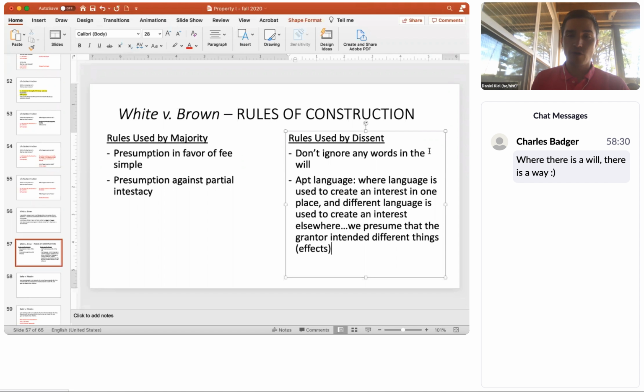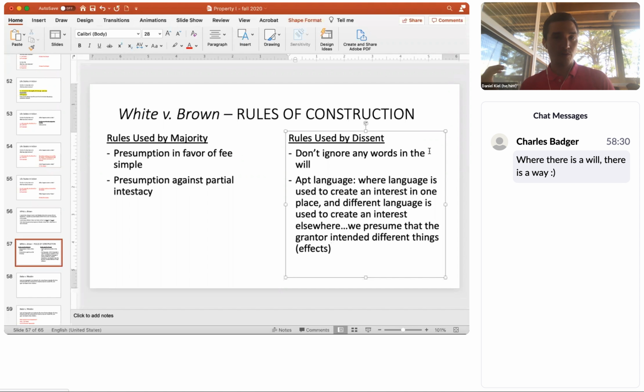Where language is used to create an interest in one place, to Sandra, fee simple, and different language is used to create an interest elsewhere, to Evelyn, to live in and not to be sold, we presume that the grantor intended different things in those two situations. One, she clearly intended a fee simple. Two, she clearly intended something other than a fee simple. And since she intended something other than a fee simple, it must be a life estate, and therefore the dissent says the nieces and nephews are holding the reversion in this particular case.